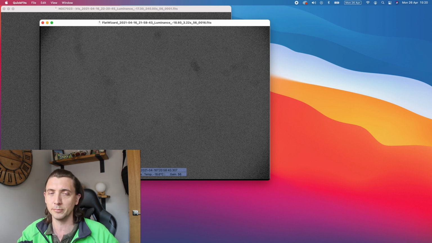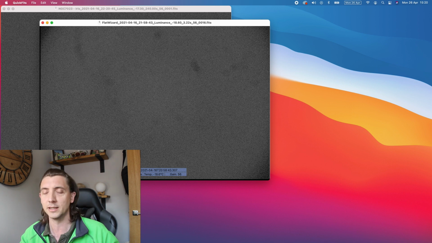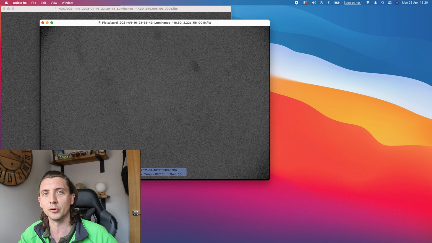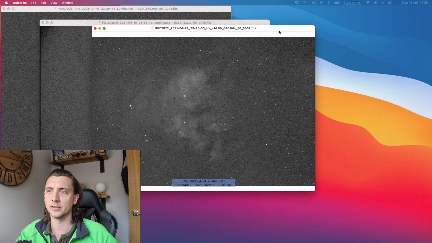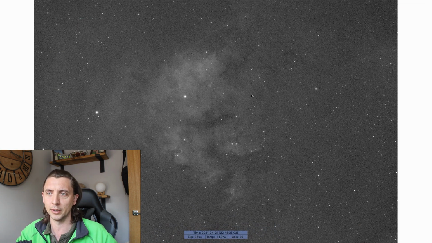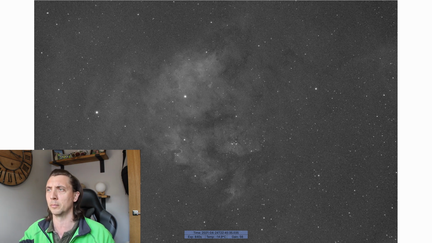I also mistyped my times into NINA as well. So I meant to do a 480 second exposure. I ended up doing an 840 second exposure, a 14 minute exposure in hydrogen alpha. And this is the result, and I am very happy with it. It is such a clean image, considering that it's had no calibration frames at all applied to it.